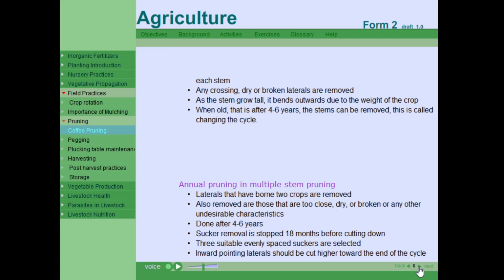As the stem grows tall, it bends outwards due to the weight of the crop. When old, that is after 4 to 6 years, the stems can be removed. This is called changing the cycle.